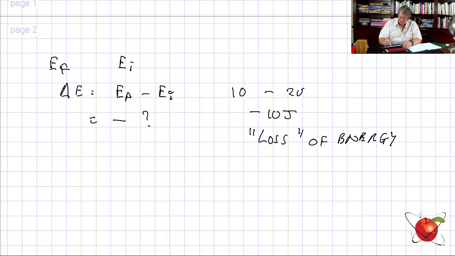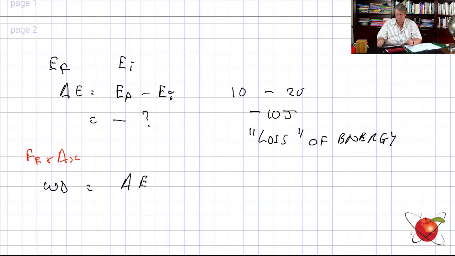It went into FF times delta x. In other words, let's just restate it. We can say that the work done must be equal to the change in energy. All right? Final minus initial, if you like. E final.